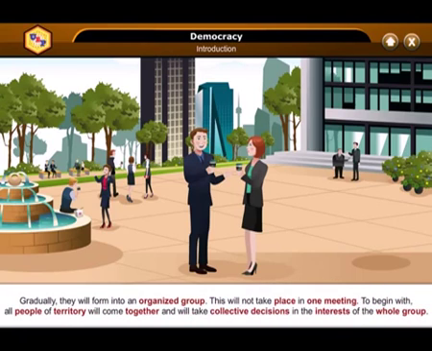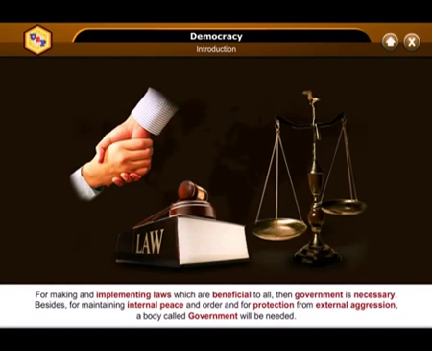Gradually, they will form into an organized group. This will not take place in one meeting. To begin with, all people of the territory will come together and take collective decisions in the interests of the whole group. For making and implementing laws which are beneficial to all, a government is necessary. Besides, for maintaining internal peace and order and for protection from external aggression, a body called government will be needed.